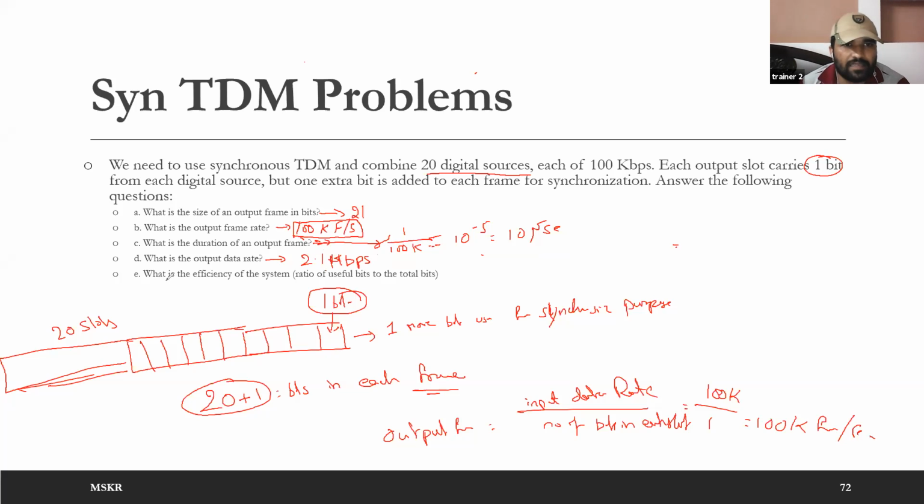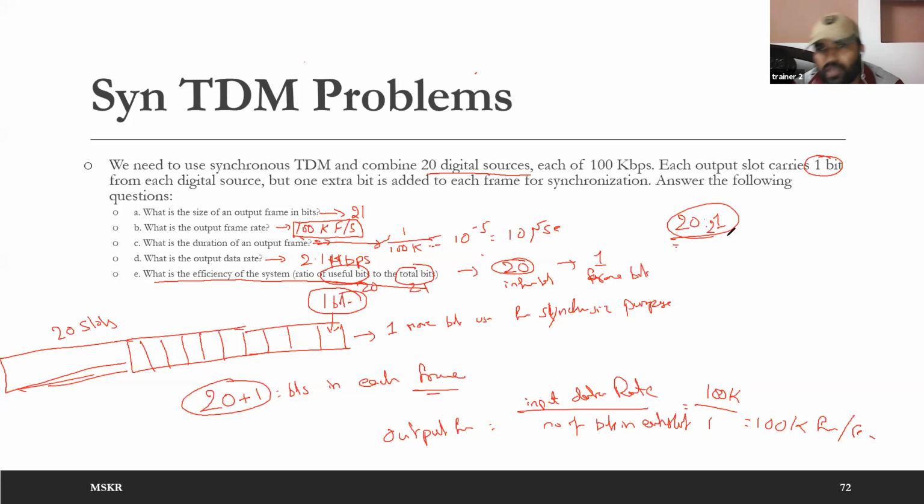And the last thing, what is the efficiency of the system? As you can see, every frame contains 20 information bits and one additional frame bit which is used for synchronization. So the ratio of useful bits 20 to total bits 21, that is 20:21. Is this question clear?